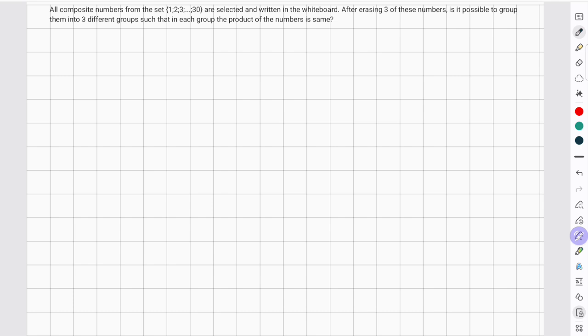Today we will solve this amazing math Olympiad problem from the Azerbaijani National Junior Math Olympiad 2026. We are given the set of numbers from 1 to 30, and we select the composite numbers and write them on the whiteboard. Then we delete 3 of these composite numbers, and we are asked whether it is possible to group the remaining composite numbers into 3 groups such that in each group the product of the numbers is the same.